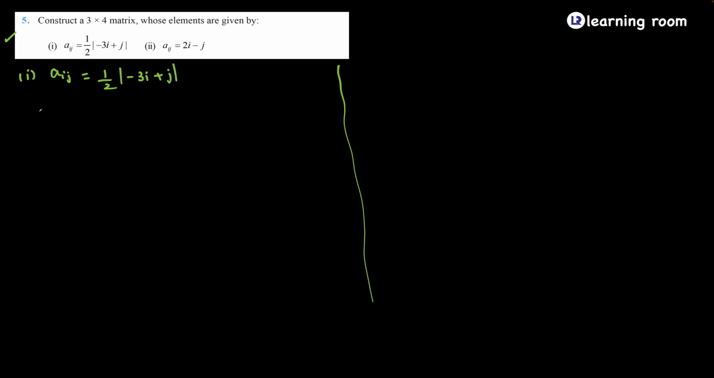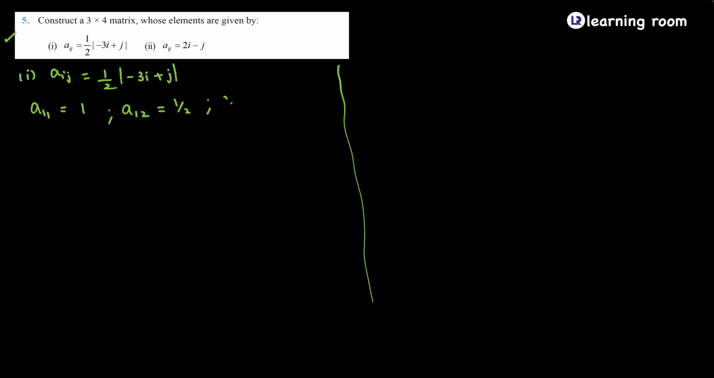Okay. So what is A11? A11 is going to be half into, so minus 3 plus 1. Minus 3 plus 1 is minus 2. Mod of minus 2 is 2. So 2 by 2 is going to be 1. I hope you're comfortable with this way, right? I can directly do it. Yeah. So what is going to be A12? Half of, observe, here you put 1, minus 3 plus 2. Minus 1. So mod of minus 1 is 1. So 1 into half is half.